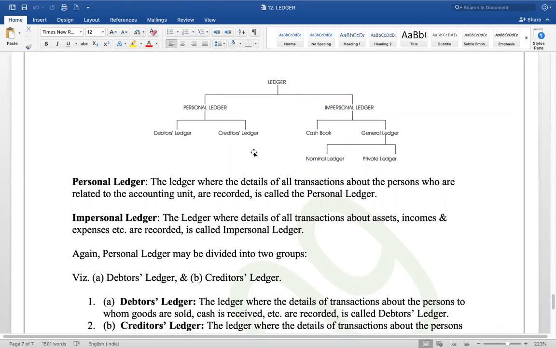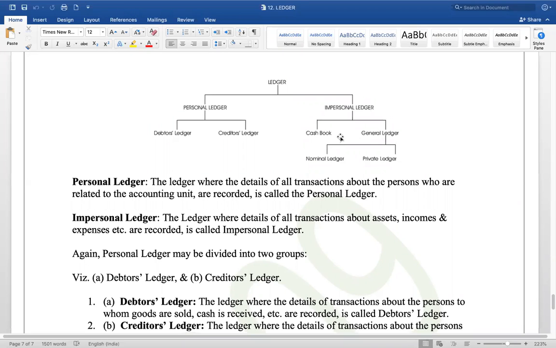As we are selling goods on credit, we also buy goods on credit. So we have to make account of all those credit purchases. All the credit purchases are maintained in a book or a ledger. That's creditors ledger. And all the cash transactions are maintained in a book called cash book.